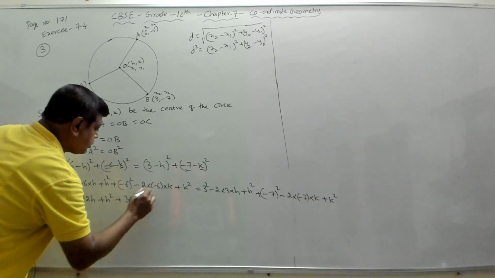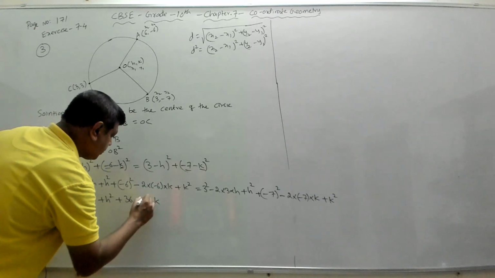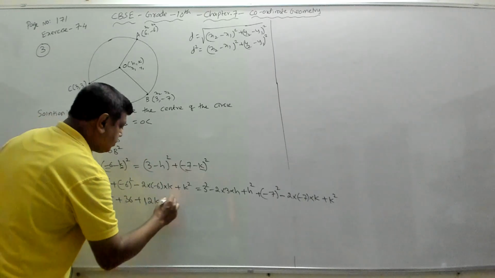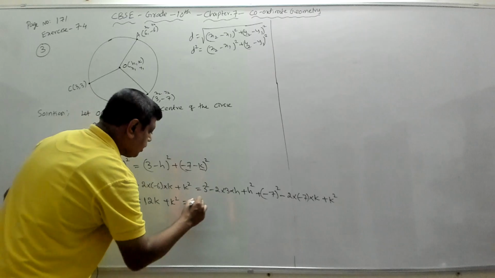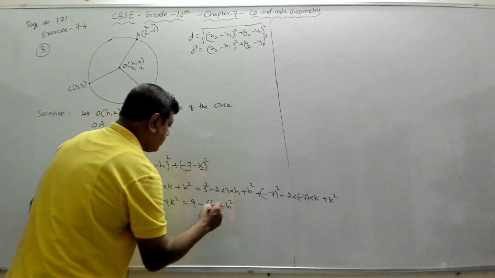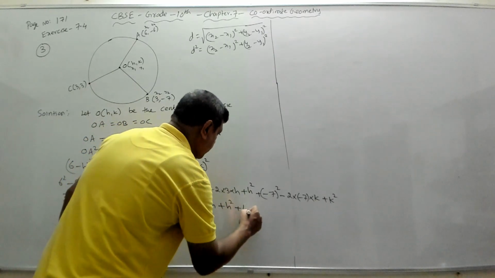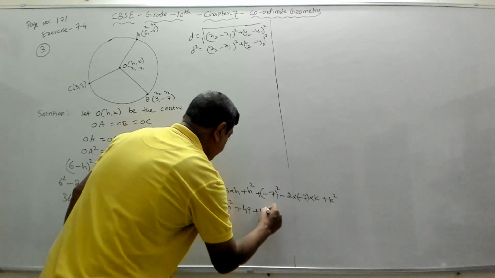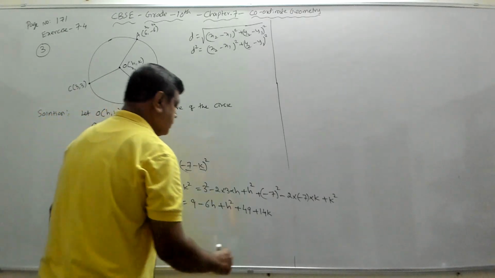Now if you simplify this, you get 36 minus 12h plus h square plus 36 plus 12k plus k square, equal to 3 square is 9 minus 6h plus h square. This becomes plus 49 plus 14k plus k square.